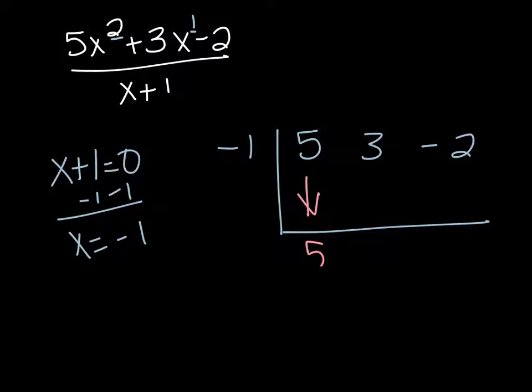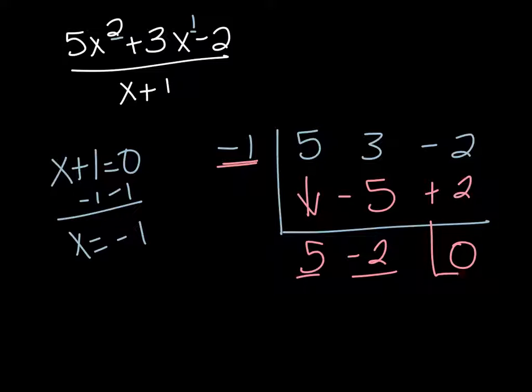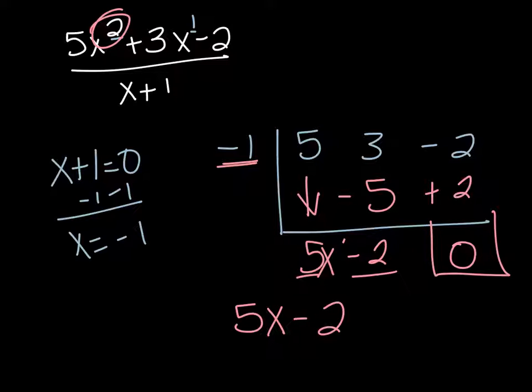Bring down the first term. Multiply 5 times -1, which is -5. Add on the vertical: 3 minus 5 is -2. Multiply on the diagonal, that gives me positive 2. Subtract, so I have a remainder of 0, so it goes in evenly. So remember, if this is a degree 2, then this will be a degree 1. So I have 5x minus 2 with a remainder of 0. So there's my solution.